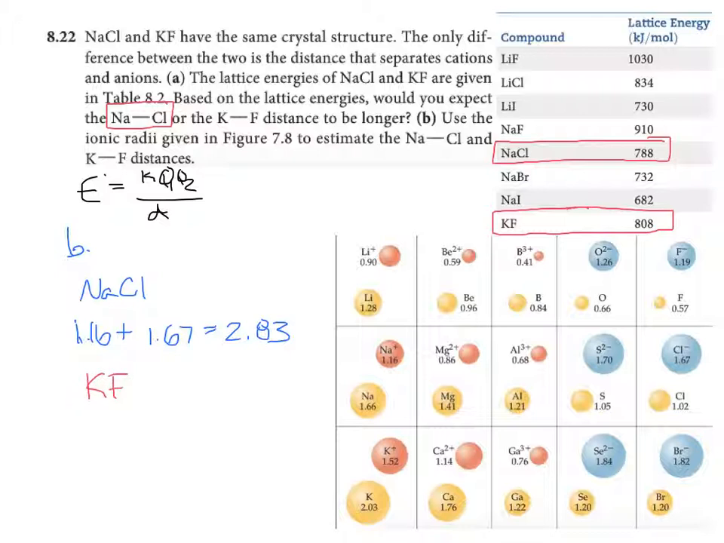For the KF, we're going to use 1.52. We're going to add that to 1.19, and that should give us about 2.71. So we get numbers around there? Does that match what we predicted? Yeah, higher energy, smaller distance.